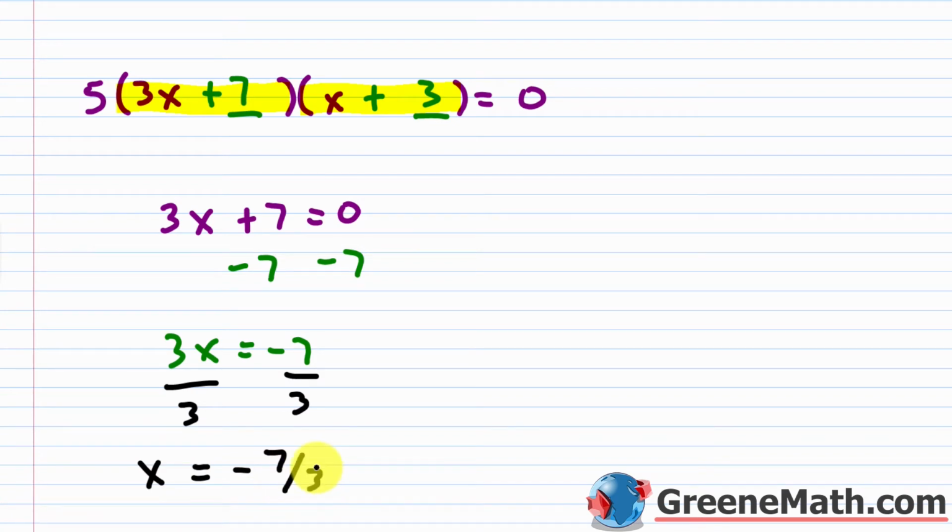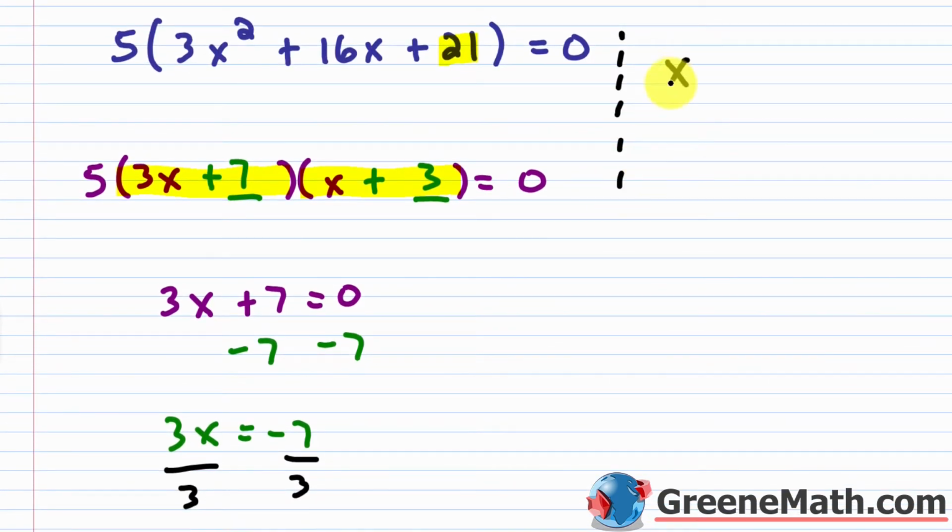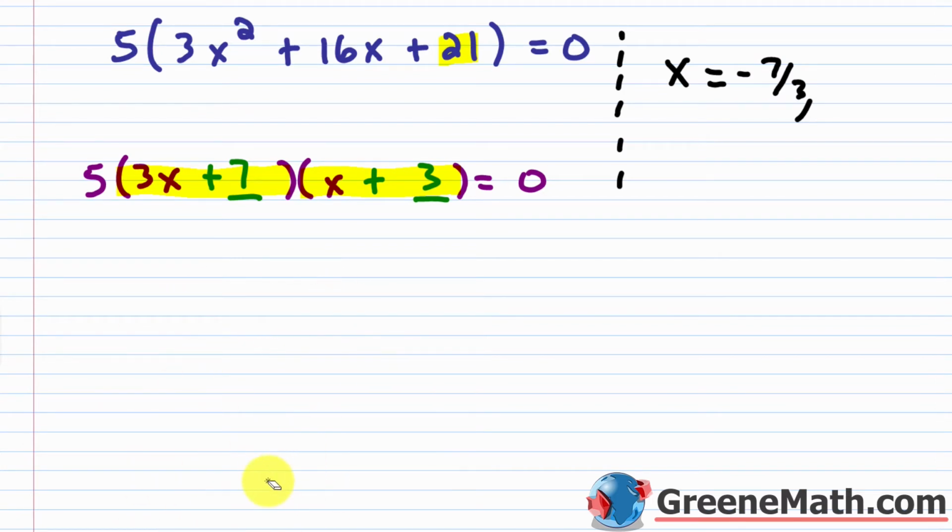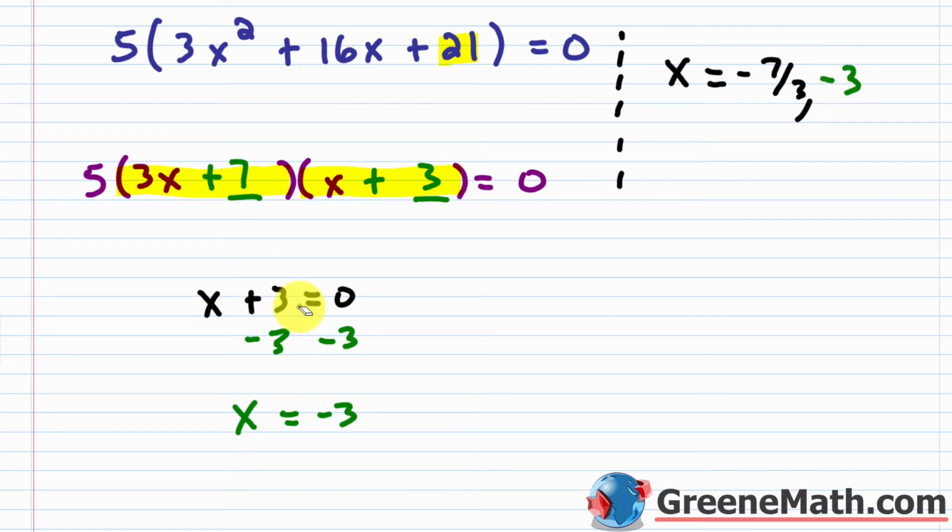Okay? So let me just write that over here. We'll say that x equals -7/3, and then we'll have another value for x that works. So let's work on this one over here on the right. Now we have x plus 3. We're going to set that equal to 0. And we're just going to subtract 3 away from each side of the equation. We'll get that x is equal to -3. Okay? So x could be equal to -7/3, or it could also be equal to -3. Each of those would work as a solution to the original equation.